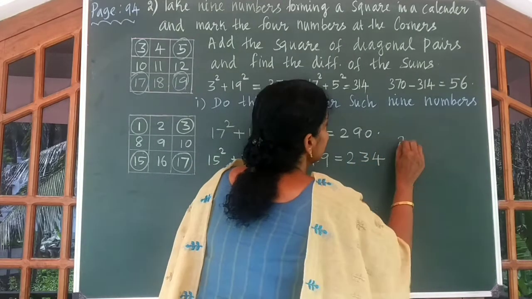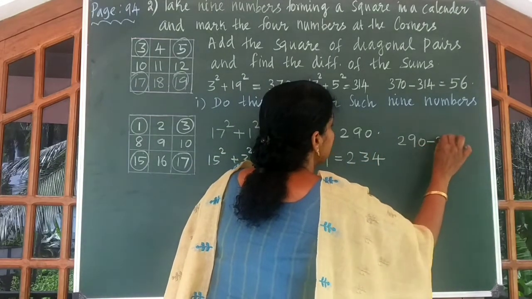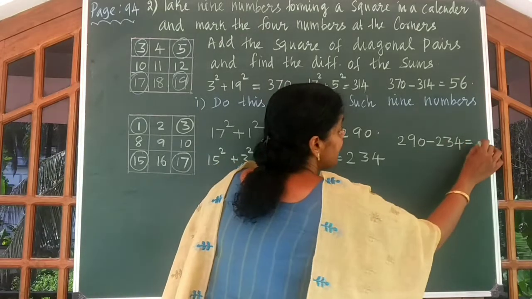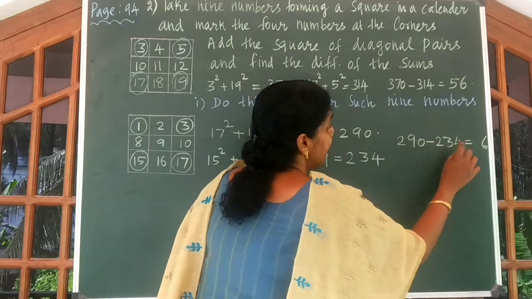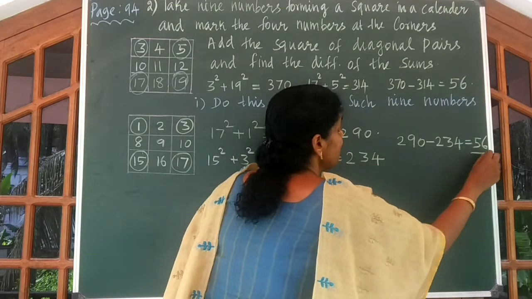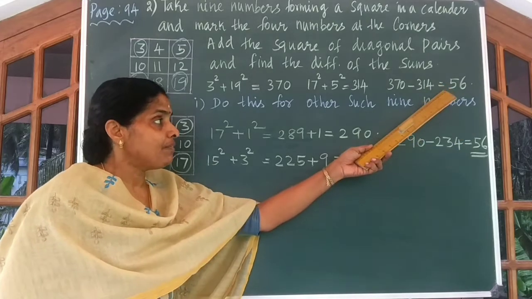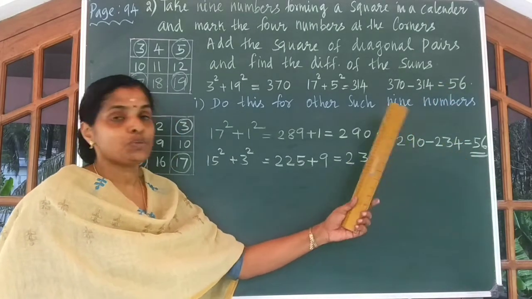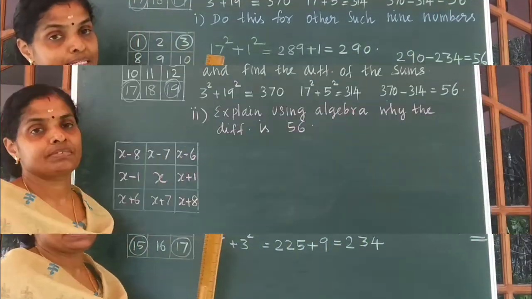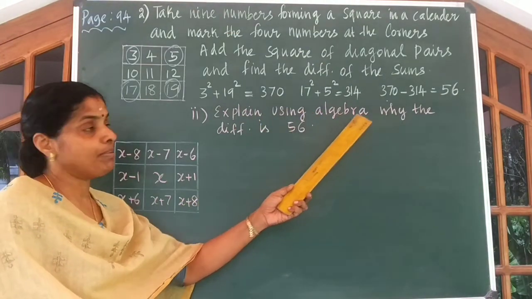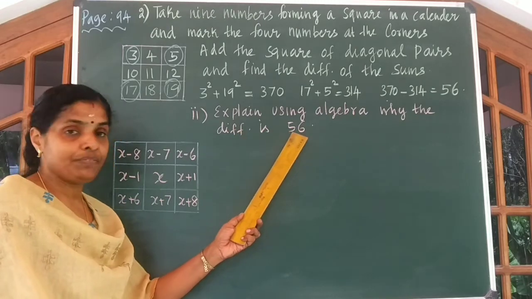So you get 290 minus 234, which is equal to 56. So we got 56 in the first case and 56 when we took 9 numbers. Now, second part of the question: explain using algebra why the difference is 56.